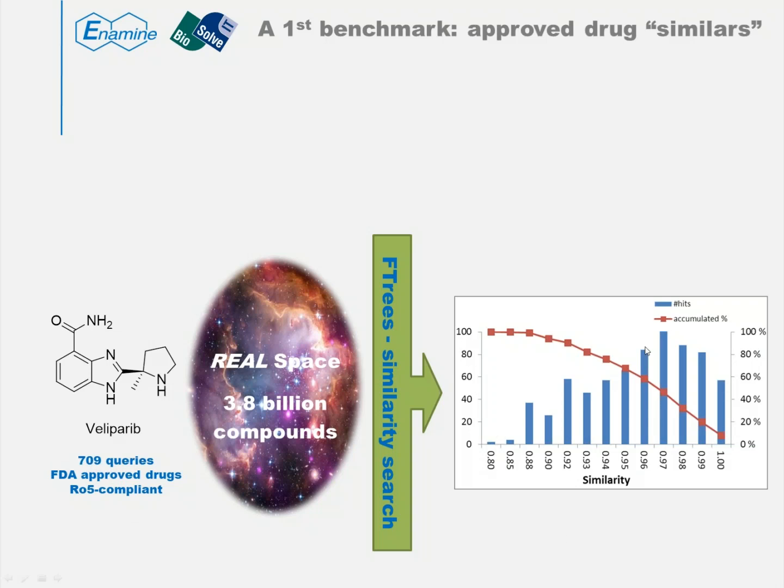So overall, these are 709 molecules. And if you see the statistics here, you can see that 100% are found with a similarity above 0.8. Which means for most of the molecules, a very, very similar molecule is found in the REAL Space. For 60, so let's say 10% of the molecules, a close analog, so the same molecule with a similarity of 1, is found back in the space.